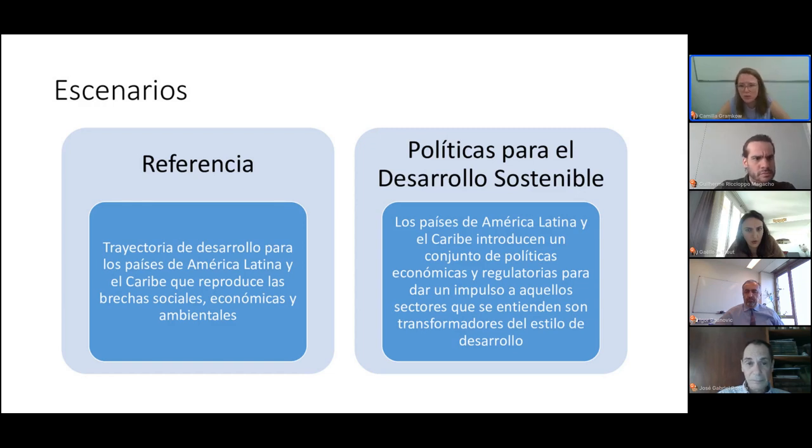The baseline scenario is essentially business as usual. It reproduces the development trajectory of the past in Latin America and the Caribbean, meaning there is a significant extent of social inequalities, income distribution inequalities, balance of payment constraints, specificities in trade specialization, fragilities in economic growth cycles, and so on. And then we have the sustainable development policy scenario that comprises a set of economic and regulatory policies to foster transformative investments.